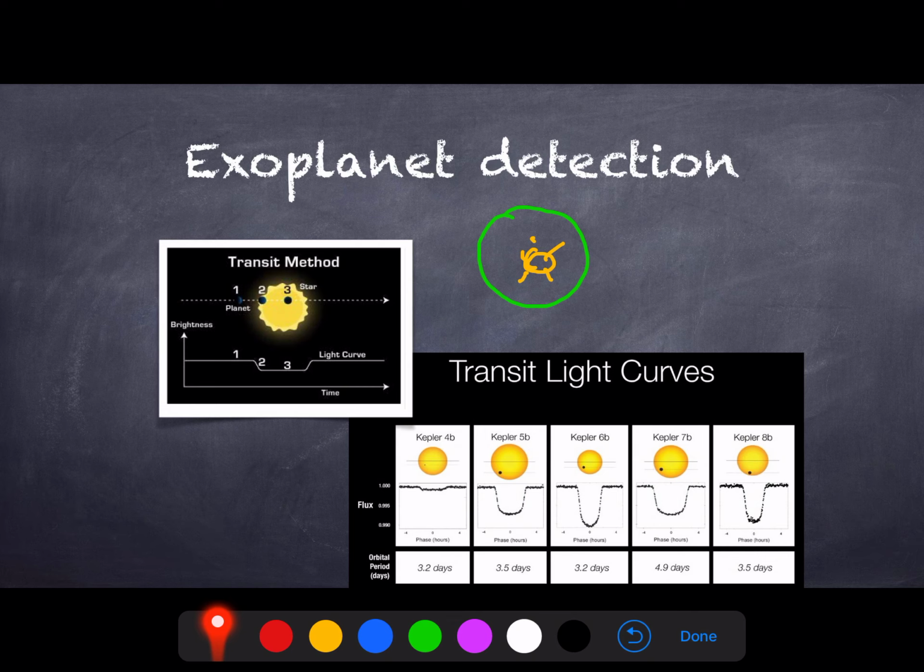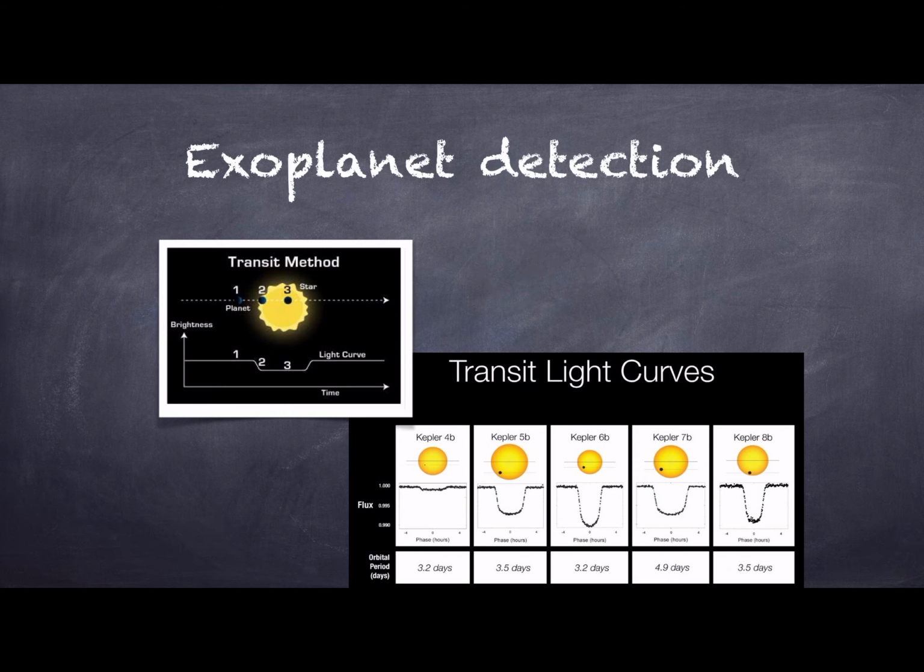The comparison is like looking for the dimming of a giant spotlight due to a bug flying across it. And so it's very small indeed. You're looking for a 1% drop or less in the brightness. But again, it is something that is detectable. It's a method that has been used from the ground with telescopes to infer the presence of extrasolar planets. And it's also been used by space telescopes.